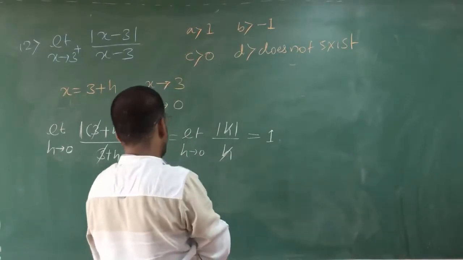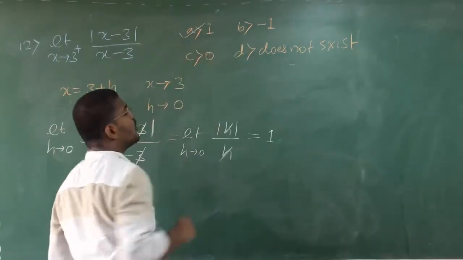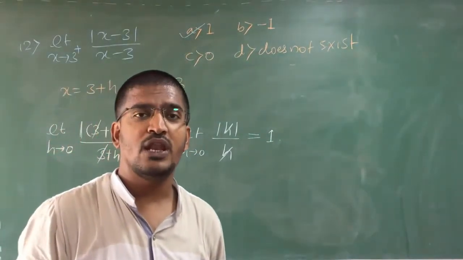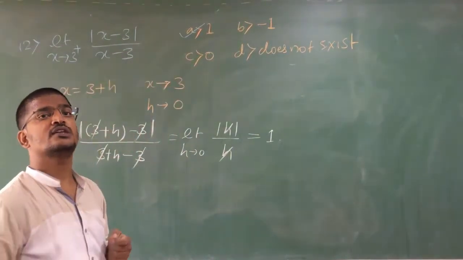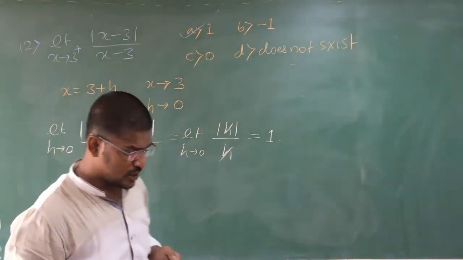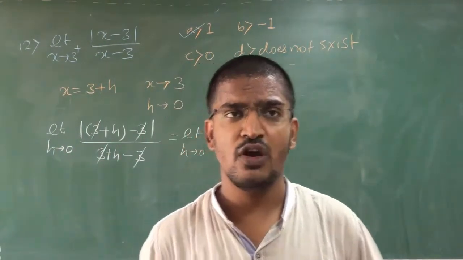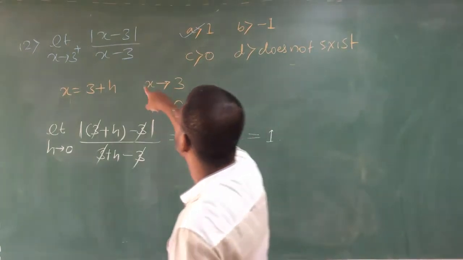So your answer will be plus 1 from the right hand side. From the left hand side it was equal to minus 1. Clear, students? Then we shall discuss one of the properties of this particular function.